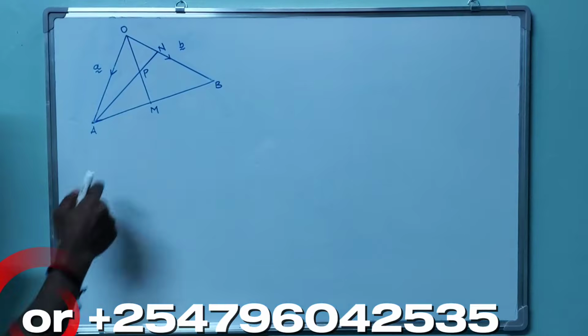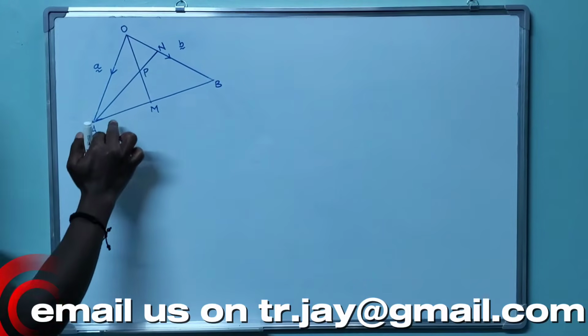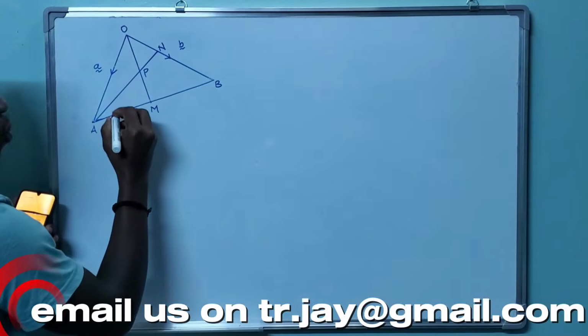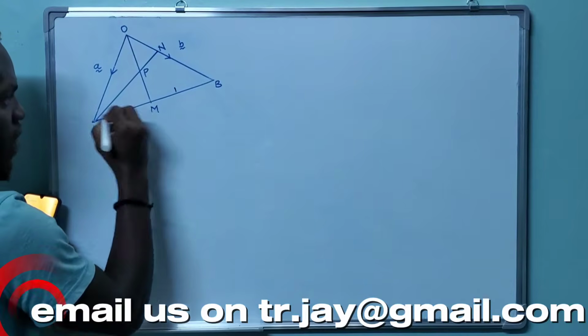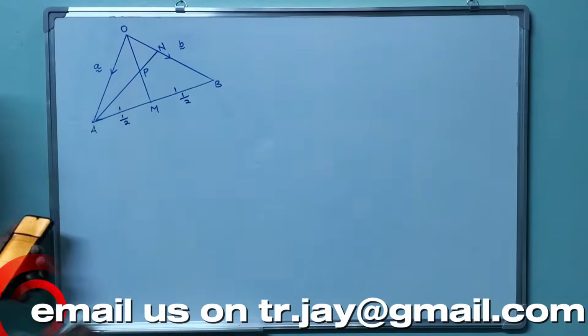If M is the midpoint, it means that this one is a half, this one is a half. So the ratio is 1:1. It means that this one is 1 over the total, which is 2, and here also it is 1 over the total, which is 2.